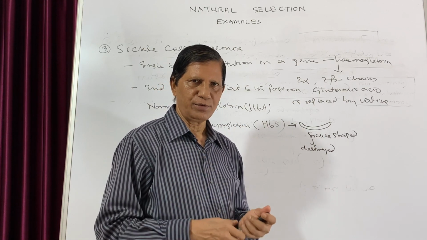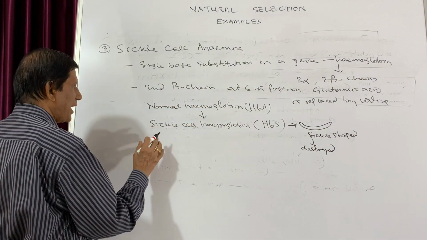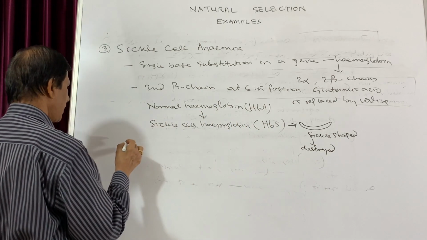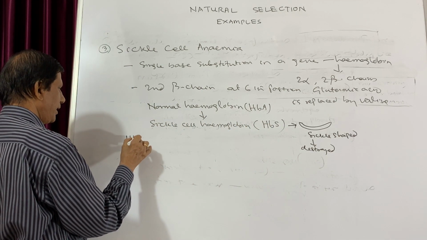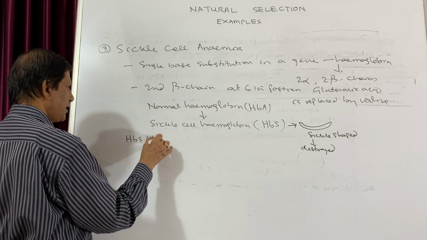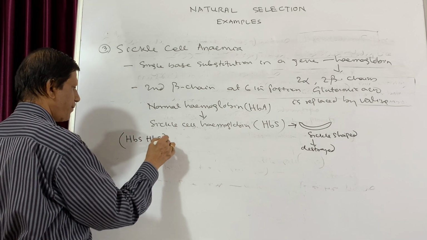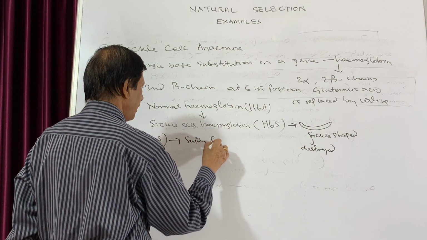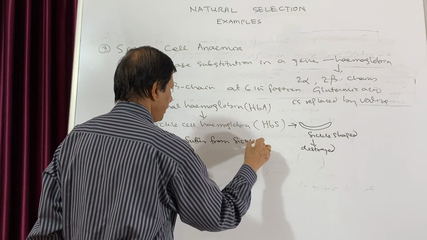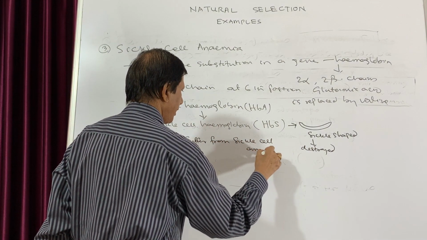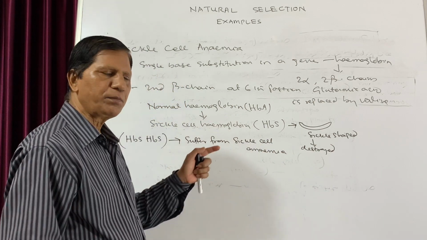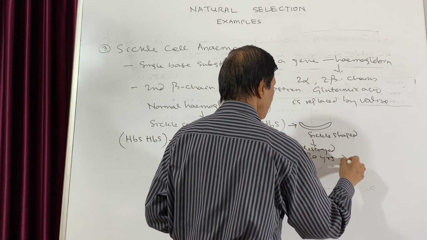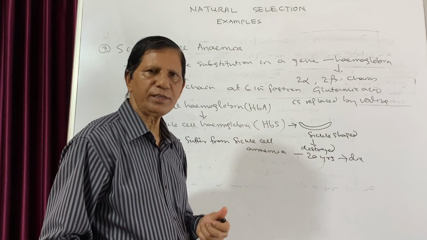So as a result, what happens? If a person is in homozygous condition, the person will suffer from sickle cell anemia, and the person suffering from this anemic condition will die within 20 years. That means the survival is very rare.